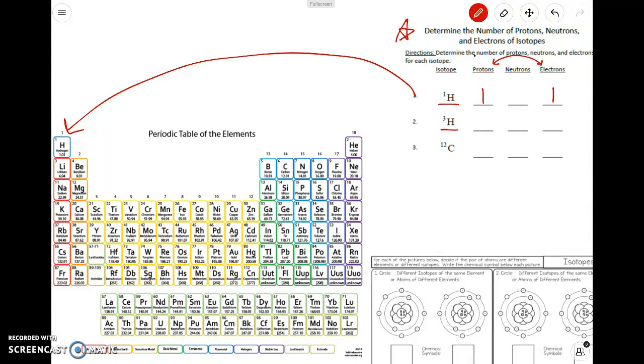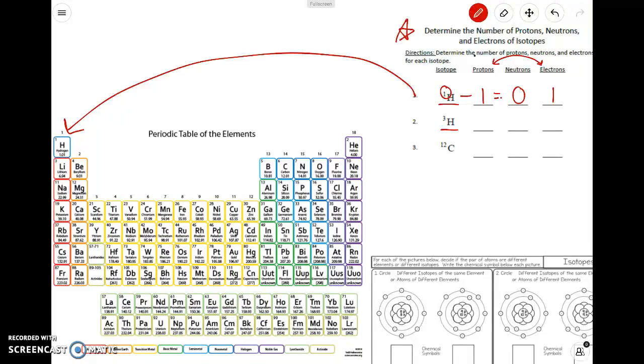To figure out my number of neutrons, which is going to go right here, I need to take my mass number, which is that number that's right up there in that notation, and I need to subtract my atomic number, and that will give me my number of neutrons. So 1 minus 1 means that this atom has 0 neutrons.